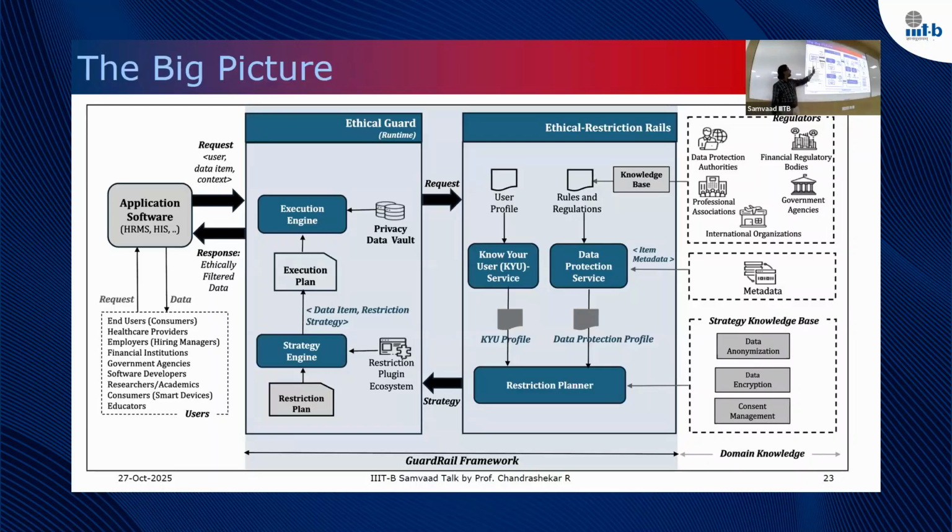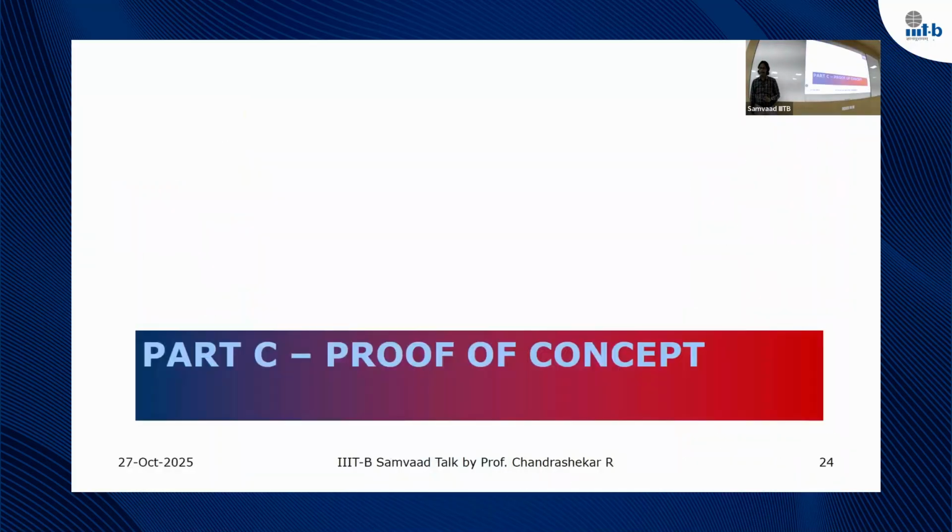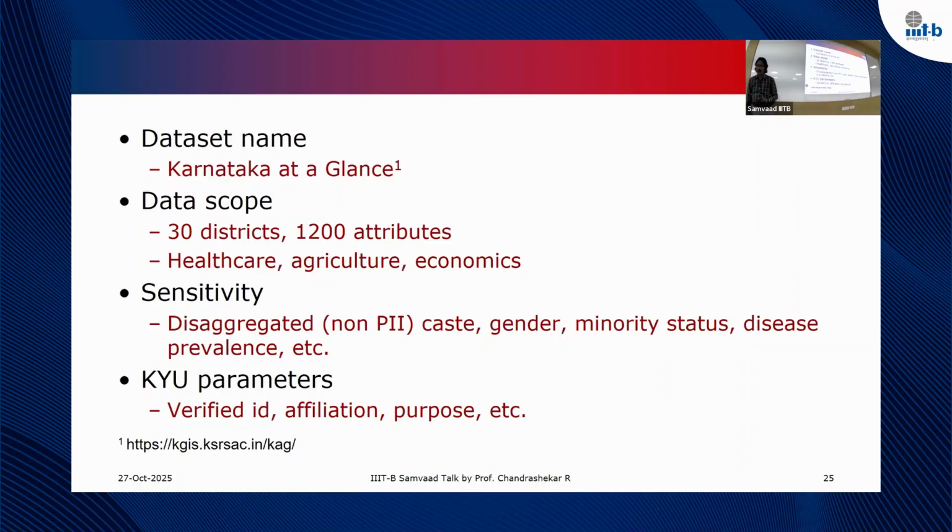So this whole thing is that box that I showed you initially. The request comes in, the system churns out something, and then eventually it gives you what I call the ethically filtered data. I'll quickly run through the proof of concept, then we can open it up for some discussion.